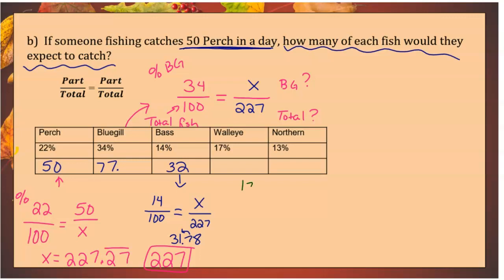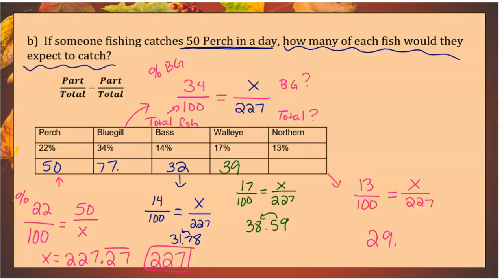The walleye, 17 out of 100 as a percent is how many walleye out of total fish? Cross multiply, 17 times 227 divided by 100 is 38.59. I'm going to take that 5 and shove the 8 up to a 9 for 39 walleye. And lastly, the northern. 13 out of 100 is the same as how many northern out of 227 total? 227 times 13 divided by 100 is 29.51. I'm going to round that up to 30 northern.